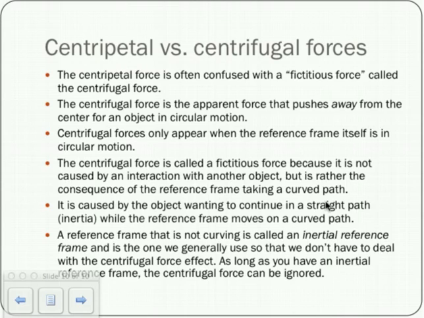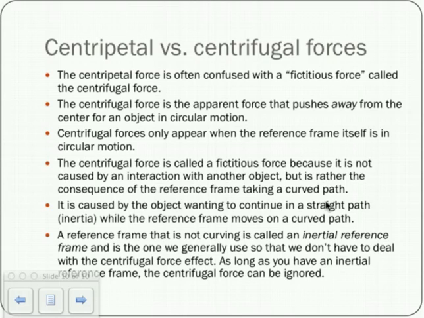Centrifugal forces only appear when the reference frame itself is in circular motion. Think about being in a car going around a curve. When you go around a curve, you feel like there's a force pushing you to the outside of the curve, not to the inside. We've said before that there's a centripetal force which points to the inside of the curve. But your common sense says, well, I'm being pushed to the outside. The reason is that your frame of reference is in your car, and so your frame of reference is not constant. It's curving, moving with the curve. And so that's when you end up with a centrifugal force.